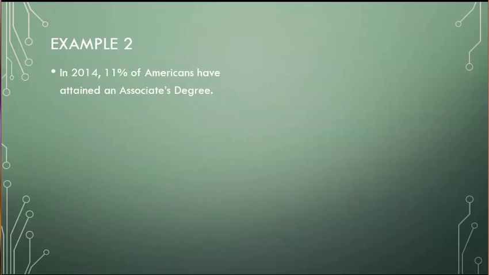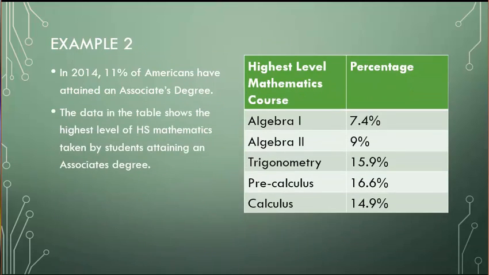So in 2014, 11% of Americans had attained an associate's degree, and the data in this table shows the highest level of high school mathematics taken by the students attaining this degree. Now these don't add up to 100, because you can think of different people whose highest mathematical course was Algebra 1, then got a certificate, some got a bachelor's degree, some got a master's degree, and so forth, all right? We want to make a Pareto chart of this data.